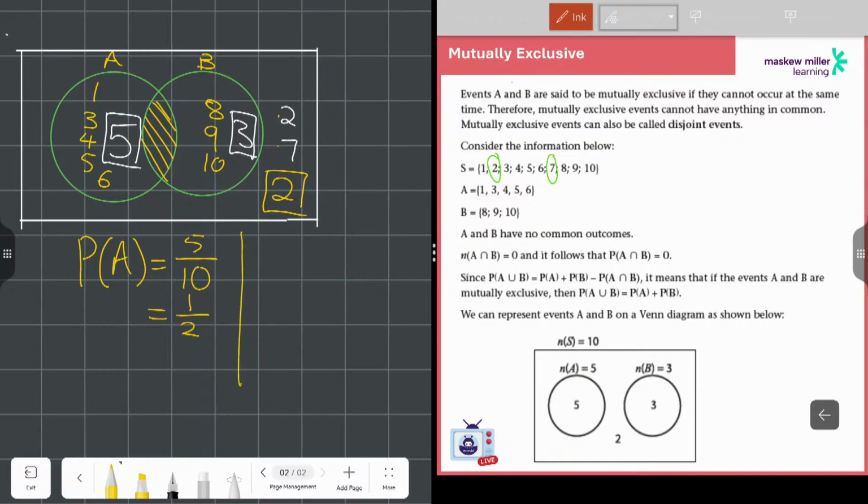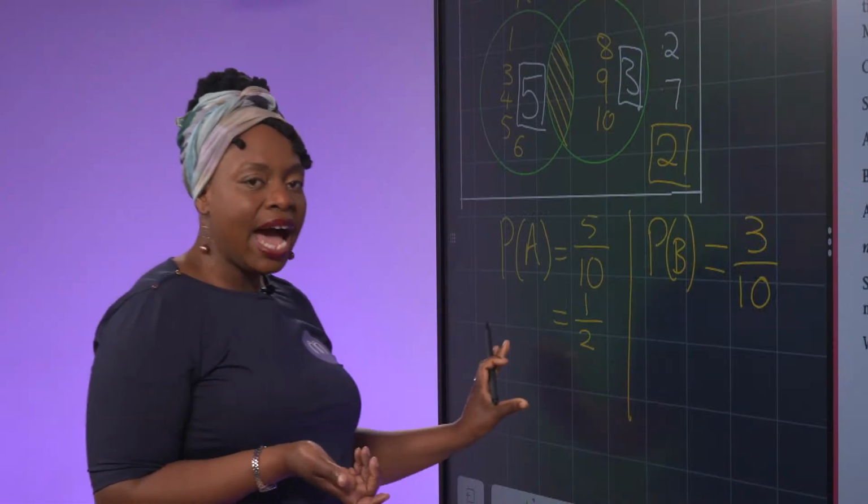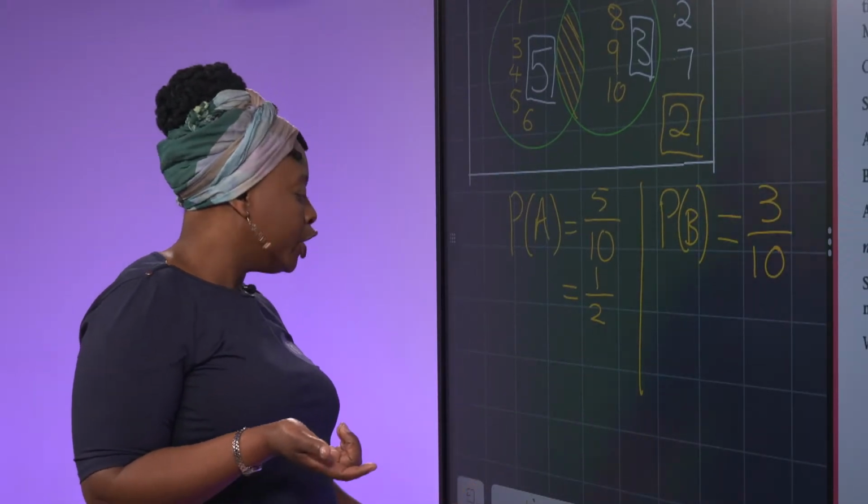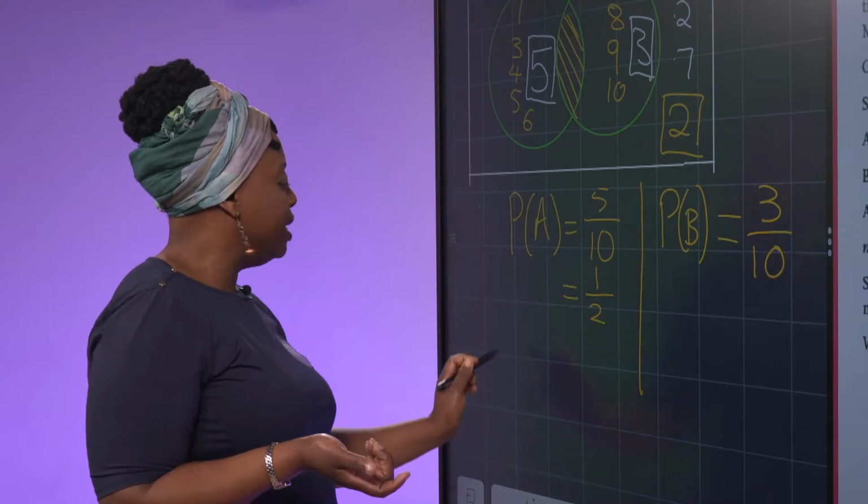The same will happen if I have to write the probability of B. The probability of B will be equal to 1, 2, 3, as we said. That will be 3 divided by 10. That will be my probability. Do we have the probability of the intersection? No, we don't. So there's no probability of the intersection.